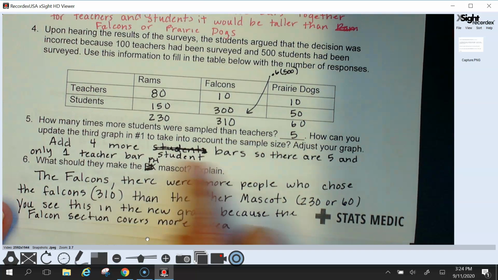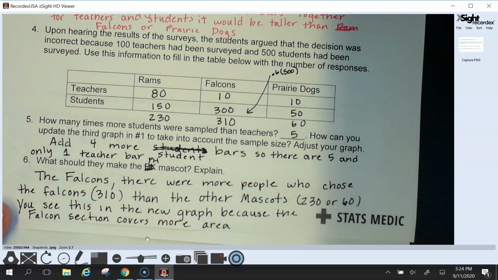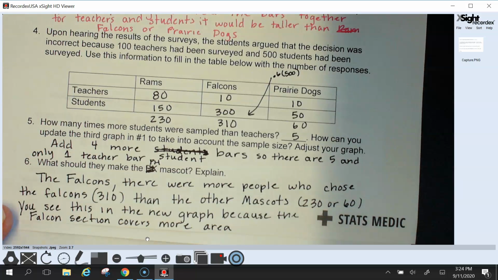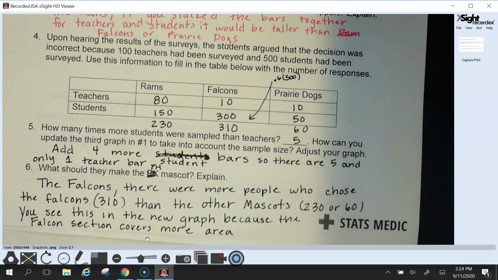So add more for 4 more bars, and then you'd have 1 teacher bar. Now for the last question, it says, what should they make the mascot be?